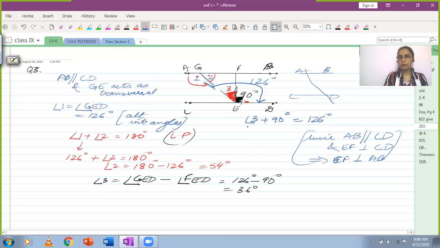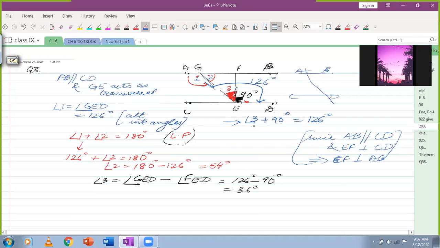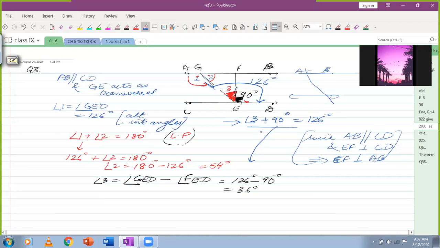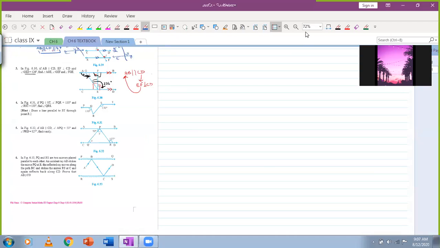Ashpreet, you were asking about this? So I think this is now clear. Angle 3 and 90 together are equal to 126. So that's what you need to do. From here, you can find angle 3. Let's look at the next question.